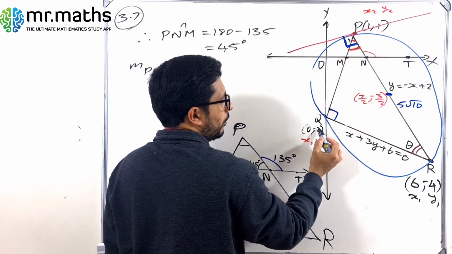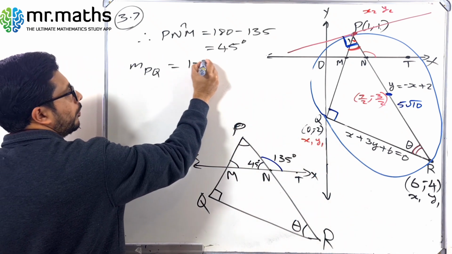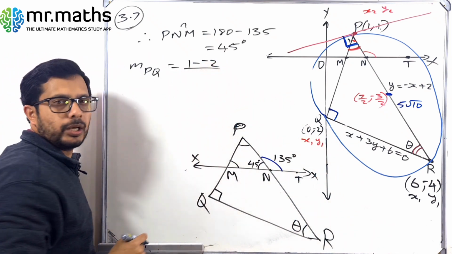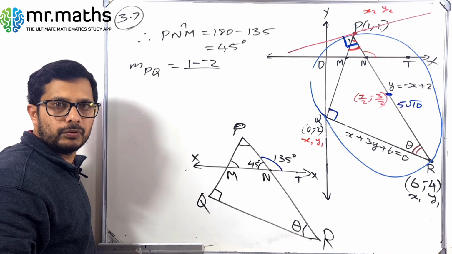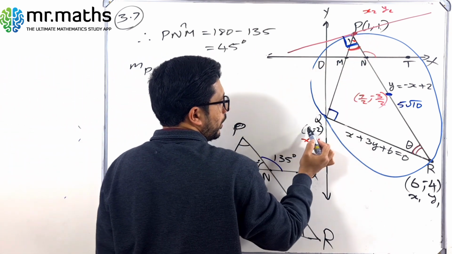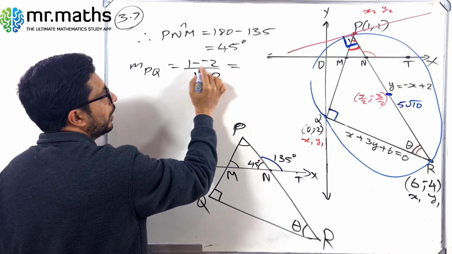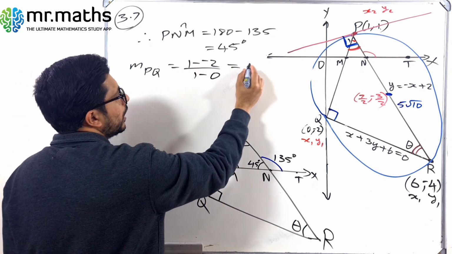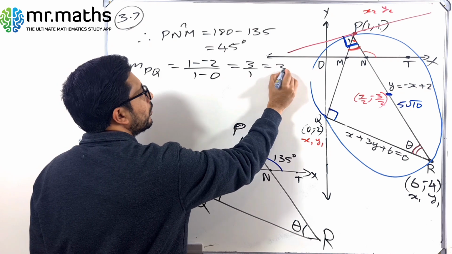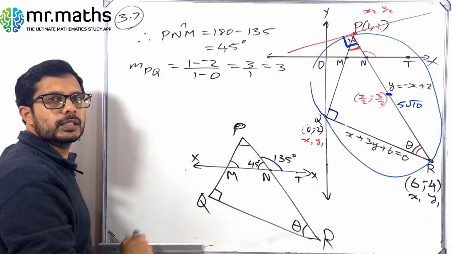Y2 minus Y1, like that. 1 minus minus 2, divided by, I am applying the gradient formula, x2 minus x1, 1 minus 0. I think we did this one before. Anyway, 1 plus 2 is 3, 3 divided by 1 is 3. So the gradient of this line PQ is 3.